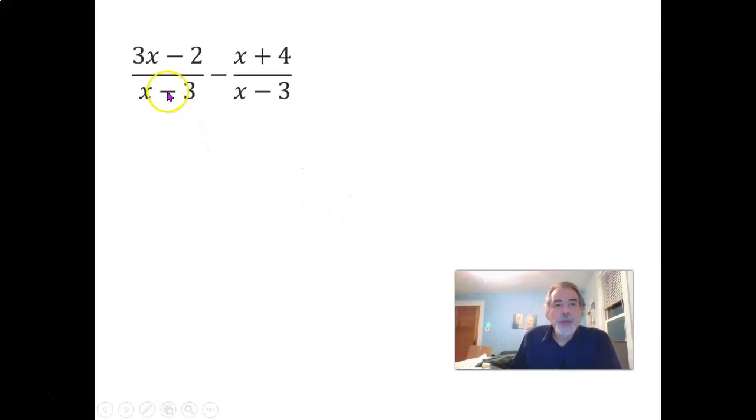How about this one? Notice we're subtracting here. (3x minus 2) over (x minus 3) minus (x plus 4) over (x minus 3). So we keep that same denominator, x minus 3, and we subtract the numerators. 3x minus 2 minus x plus 4. The 3x minus x would be 2x. The minus 2 plus 4 would be 2. Wait a minute.